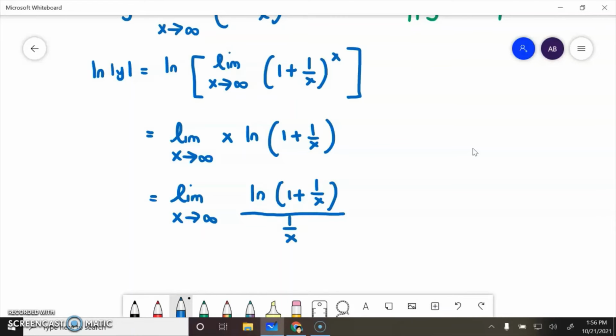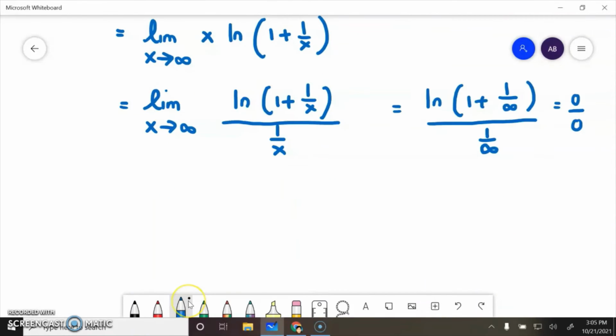Look at that. So when I apply x approaches infinity, what do I get? ln(1 plus 1 over infinity) over 1 over infinity. So 1 over infinity is 0, right? Now what is ln 1? ln 1 is 0, and 1 over infinity is also 0, so I have the 0 over 0 form. Now we have to differentiate this. We are going to apply L'Hopital's Rule.